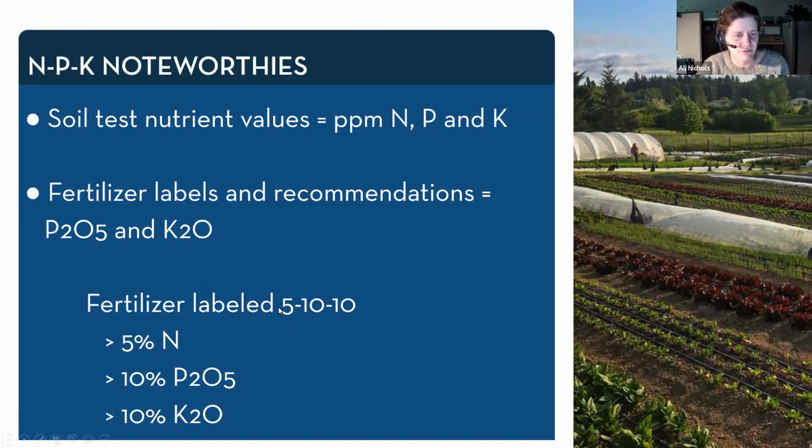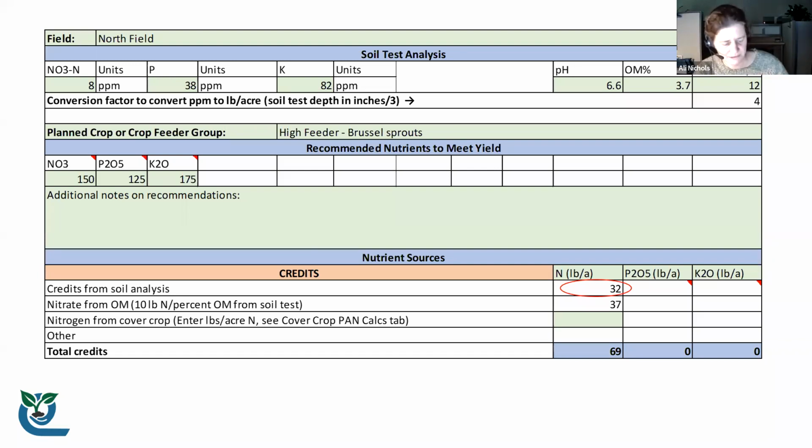So a bag of fertilizer labeled 5-10-10 will be 5% nitrogen expressed as just nitrogen, and then 10% phosphorus, but expressed as P2O5, and then 10% potassium, but in units of K2O. Because fertilizer recommendations also follow this convention, it's usually not a problem, but just be aware of it. And it might be good to double check, because a lot is at stake when you're figuring out how much to apply of each of these nutrients. All right.